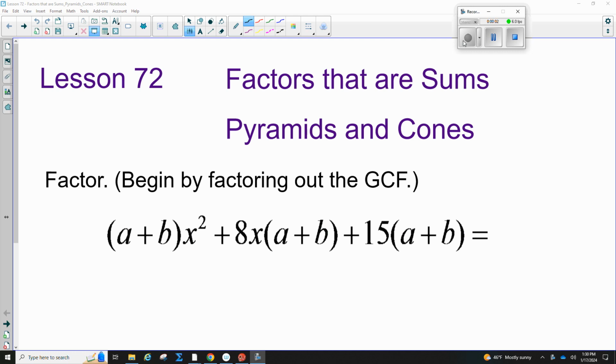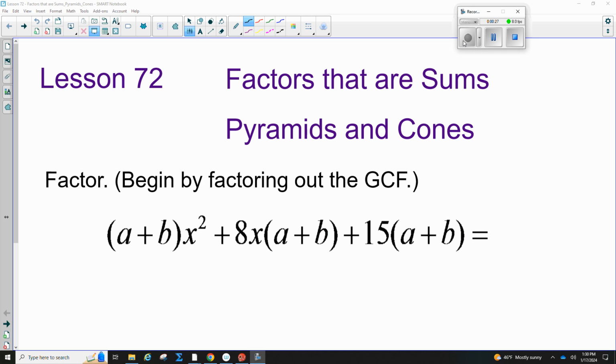Lesson 72. Factors that are sums, and pyramids and cones. So this first one's a factoring problem, so go ahead and write that down. It's kind of weird looking. We have (a plus b)(x squared) plus 8x(a plus b) plus 15(a plus b).